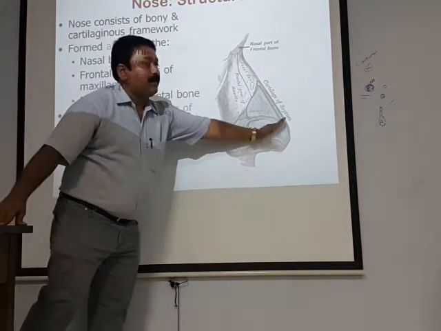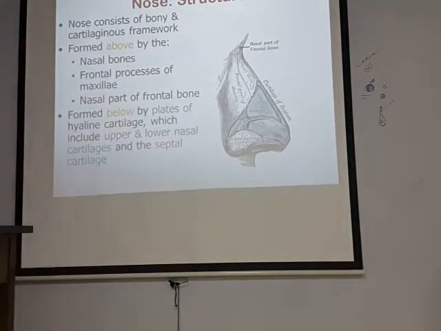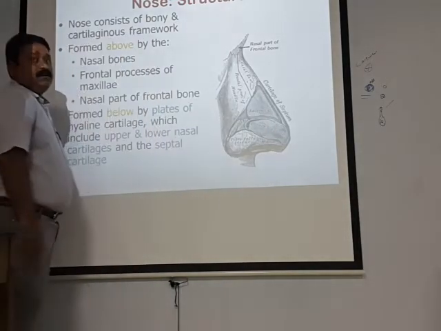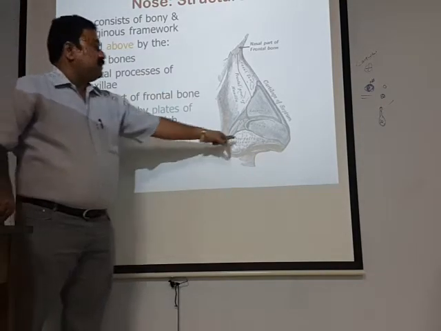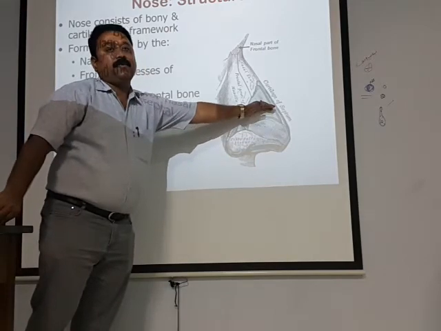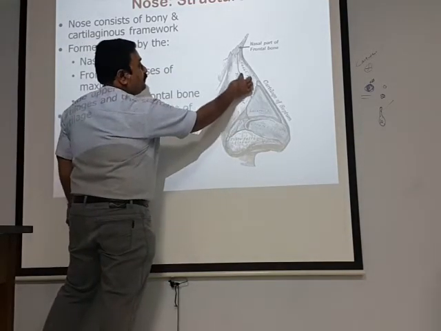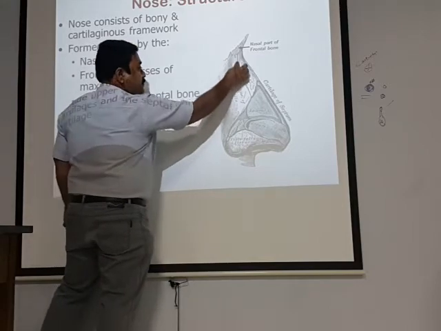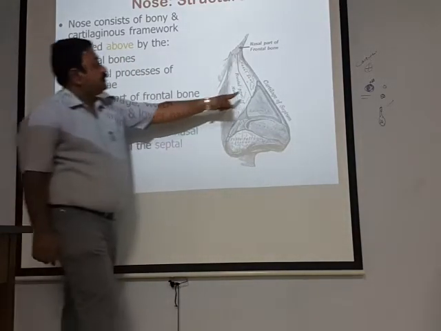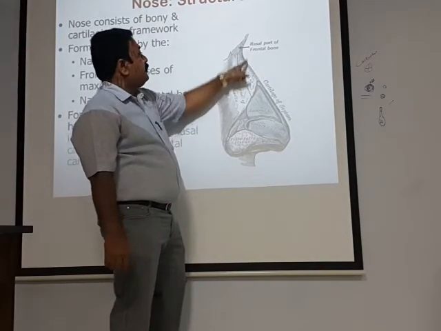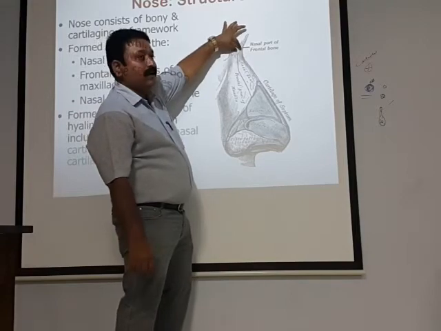Next is the cartilaginous part of the nose. It has plates of hyaline cartilage, the upper and lower nasal cartilages. In some books they are written as the lateral cartilage and the greater alar cartilage. So it is formed partly from bone and partly from cartilage. Is it clear? This part up to here is the maxilla, this part is the nasal bone, and from here to here is the frontal bone.